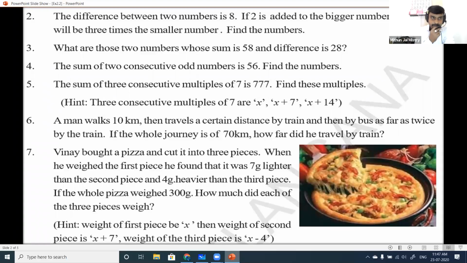Yeah, good morning, everybody. Today we are going to discuss some of the word problems which are given in our exercise 2.2. On the other day, we discussed the second one, and maybe the third one I gave as homework. Parvati, did you join?